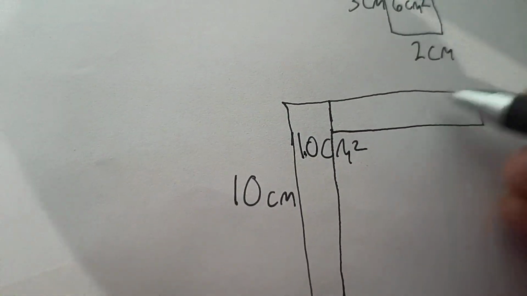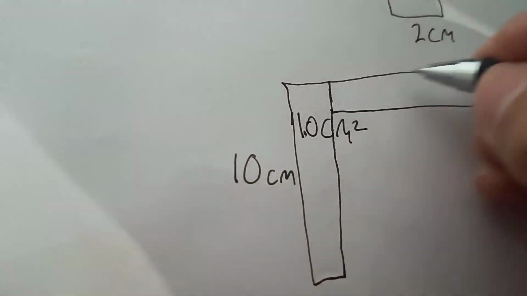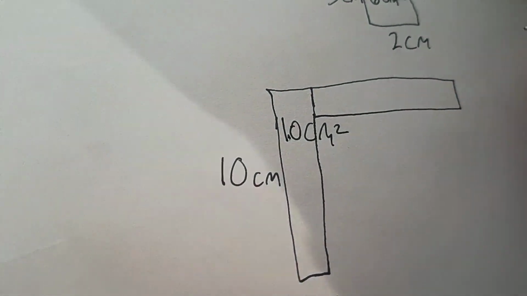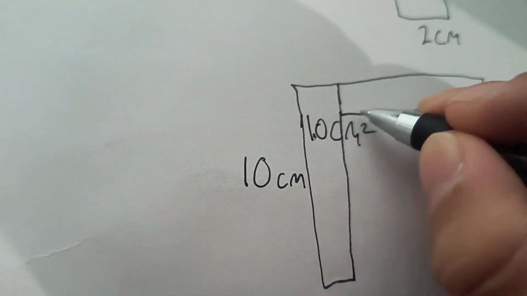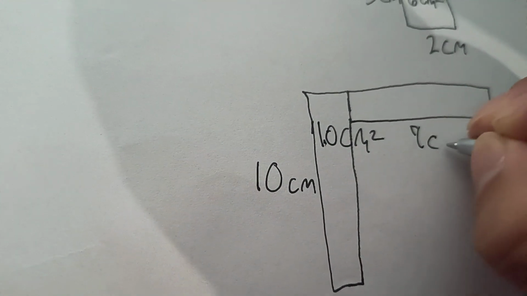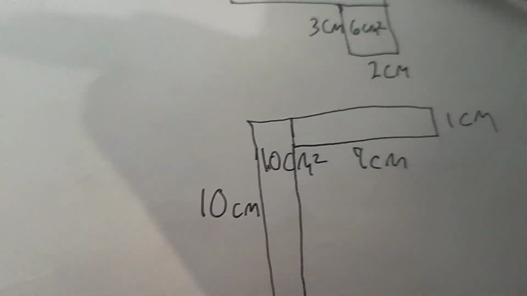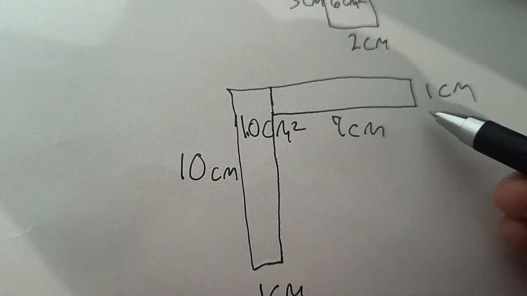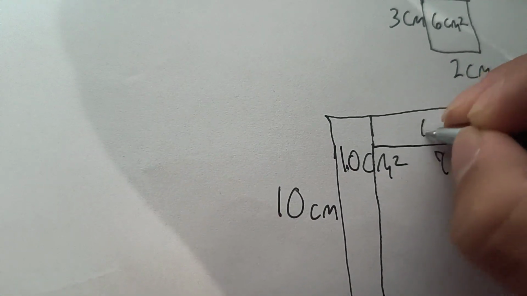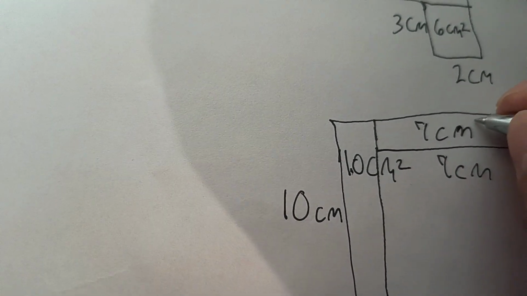And then we find the area of this rectangle. Well, how do we do that? Well, we just multiply the height of it by the length of the base. Let's say the length of the base right here is 7 centimeters, and this is 1 centimeter. Let me just multiply 7 times 1 to get the area, and that would be 7 square centimeters.